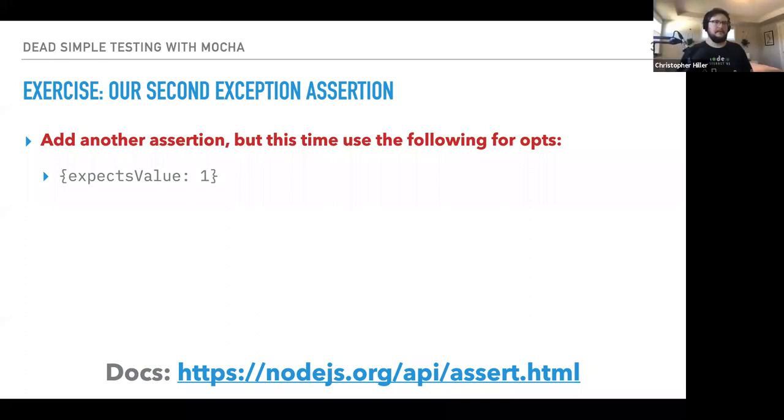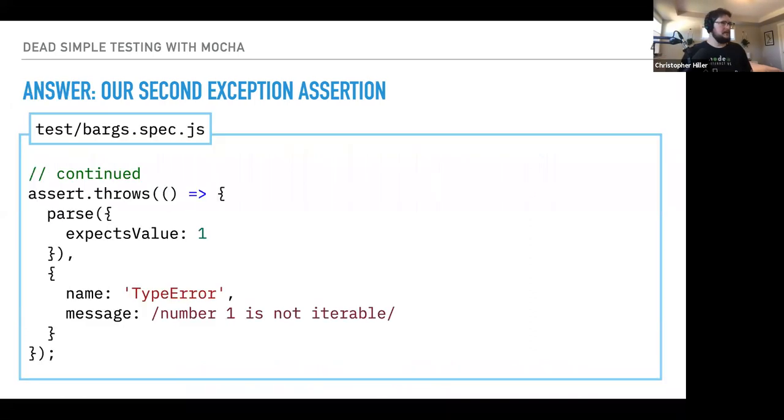Okay, so you have gone in here, you've changed expects value to be one, and then you've updated it. So it would look very similar to the last one that we wrote, except the message will say number one is not iterable. It's not going to say object is not iterable. Number one is not iterable. And so these are how to test exceptions coming out of our function.